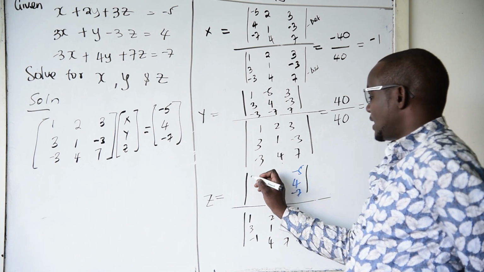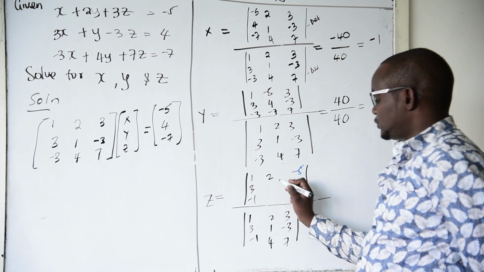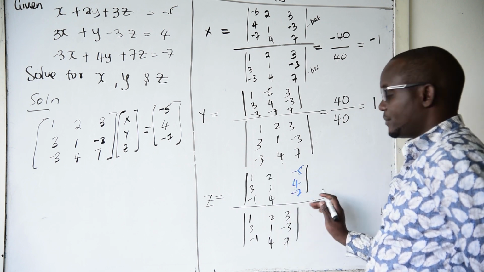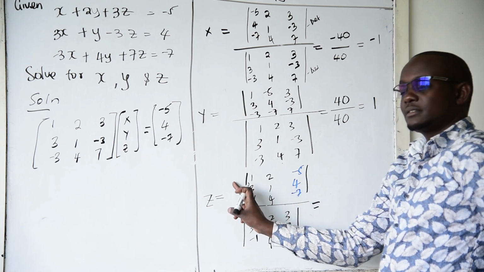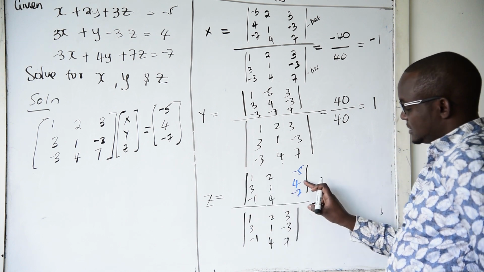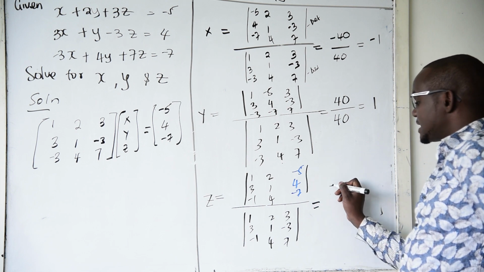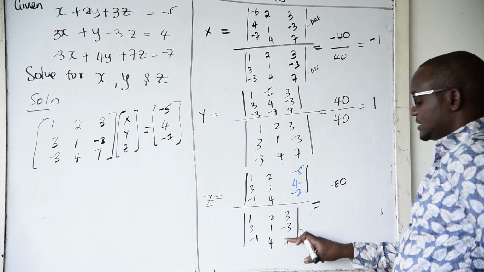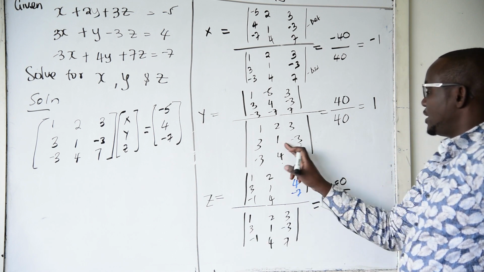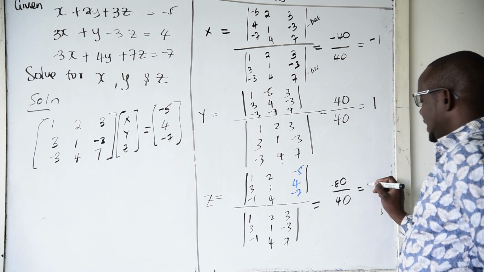The first two columns remain the same: 1, 3, negative 1, and 2, 1, and 4. So if you find the determinant of this matrix, you'll get negative 80. And if you find the determinant of this matrix, which we have already found out, we will get 40. This means your z is negative 2.